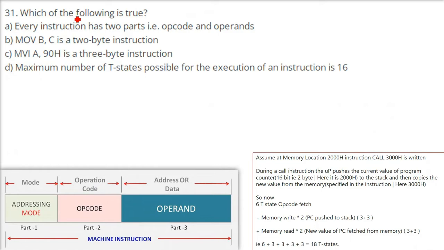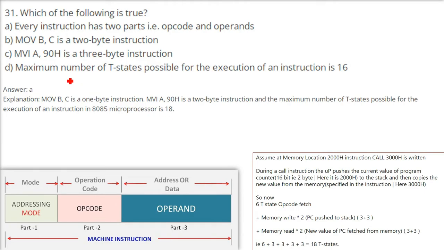Which of the following is true? So let us see which are false. Every instruction has two parts, opcode and operand. We know that opcode by itself has the idea about the addressing mode. Addressing mode is all about how the data is to be found. The data is called the operand. Opcode is the operation to be performed. So the first one is true. That means the others have to be false.